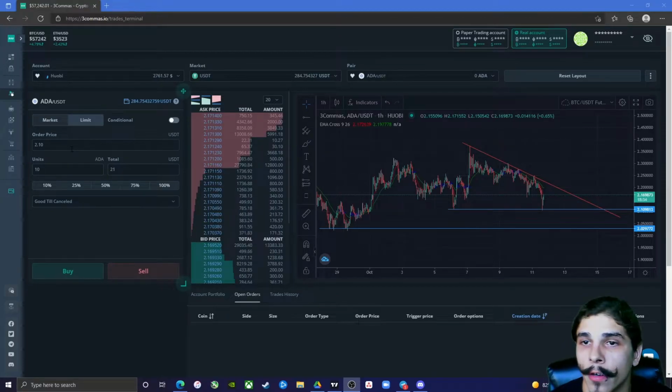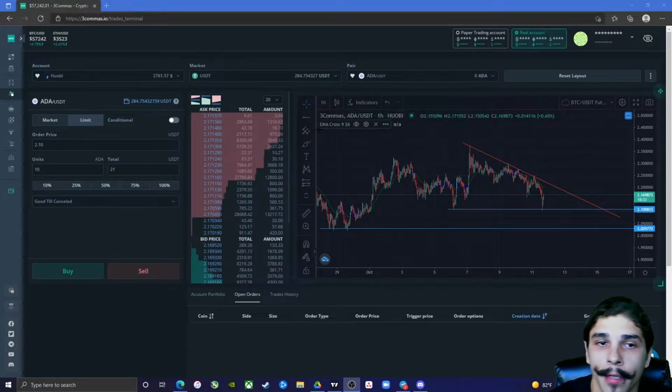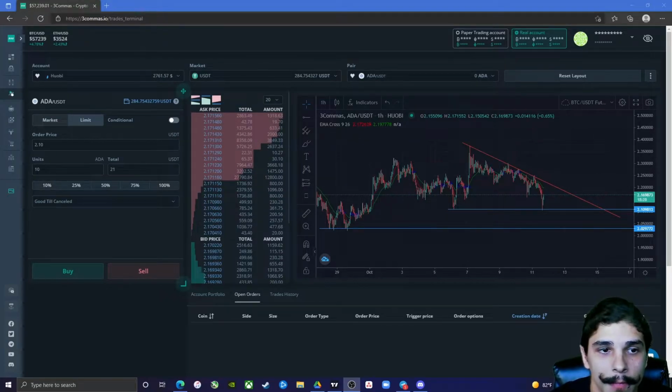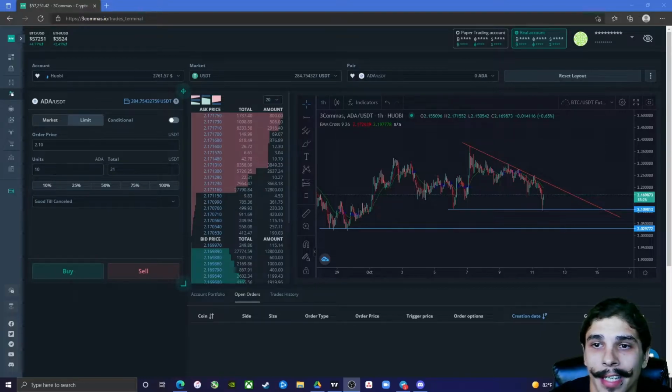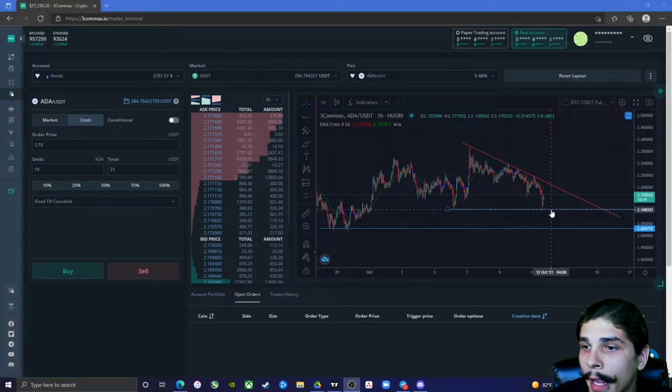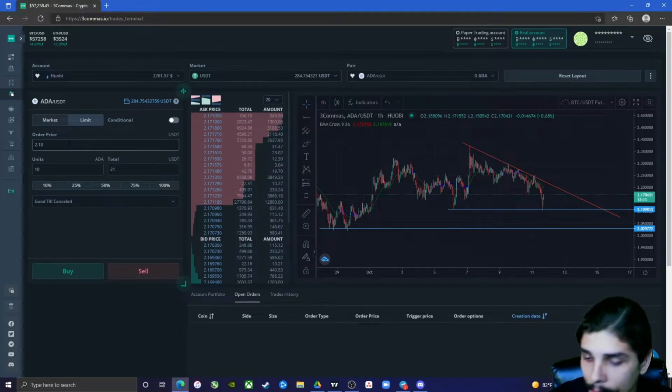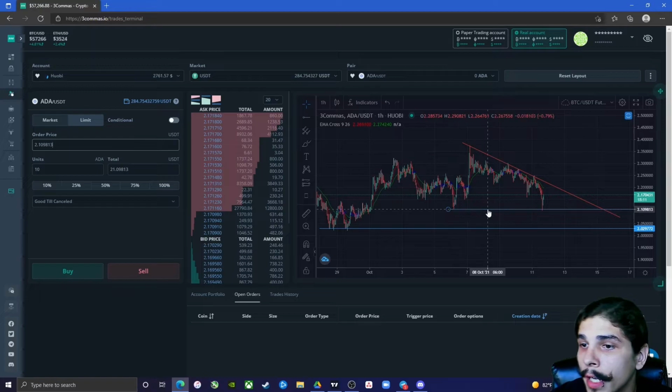So we're going to be looking at Cardano, for example. This is ADA. So let's just say we want to buy 10 Cardano coins. We want to buy 10 units of Cardano, right? So if we want to buy them at $2.10, or let's go ahead and put it right here, 2.19813. That's where our blue line is here.